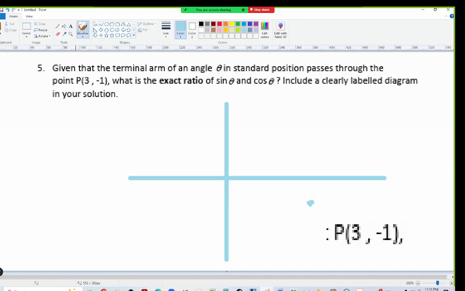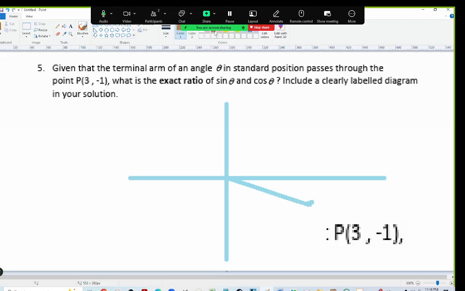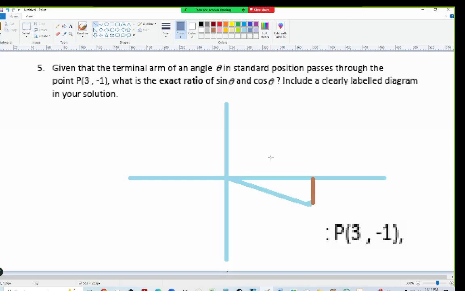If I were to draw a straight line there, what would I know about this line here and this line here? First of all, what was the x value? Three. And then the other one's down one. So what's this one?